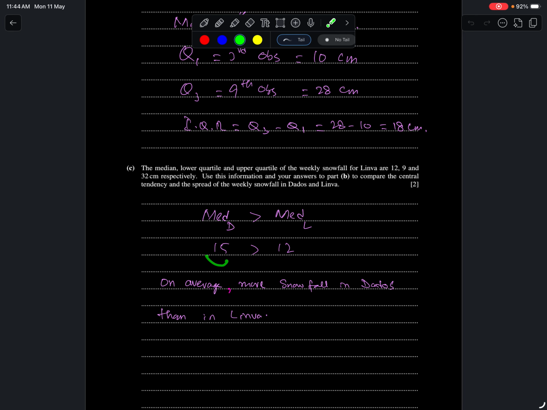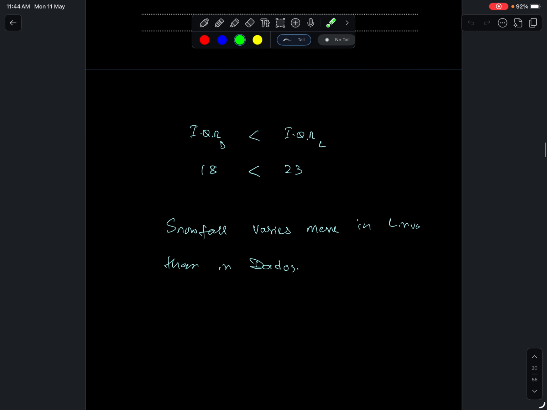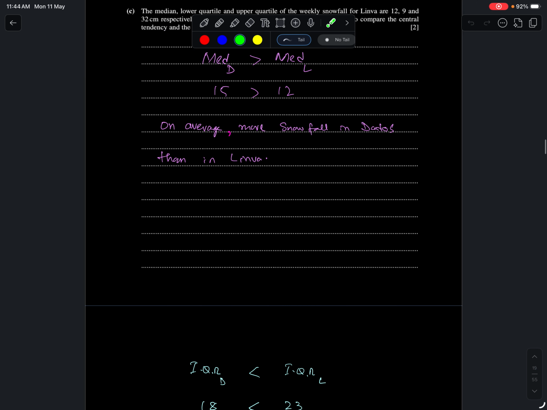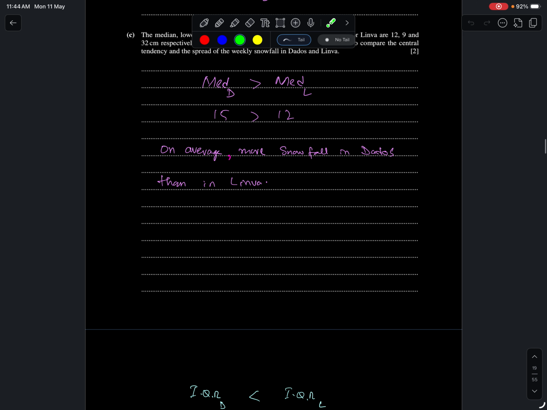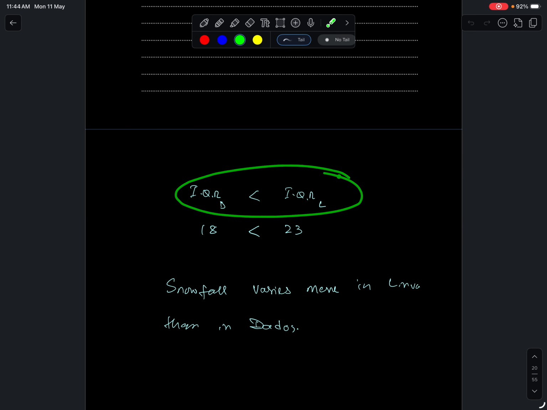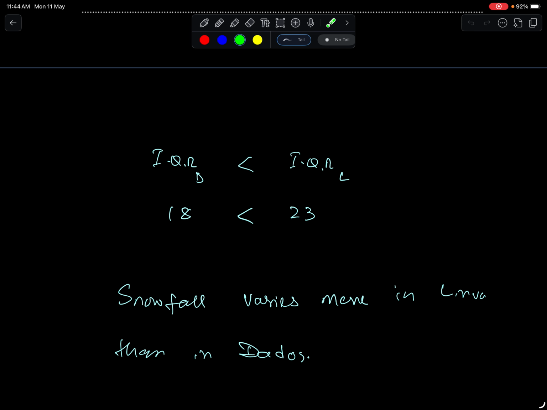So median of D is greater than median of L. So you have to write on average more snowfall in D than in L. Now compare their IQR. IQR of D is less than IQR of L. So snowfall varies more in L than in D. Right? Snowfall varies more in L because it has greater IQR than in D. This is the way to compare data in stem plot. In box plot, we compare ranges instead of IQR. We just did that.